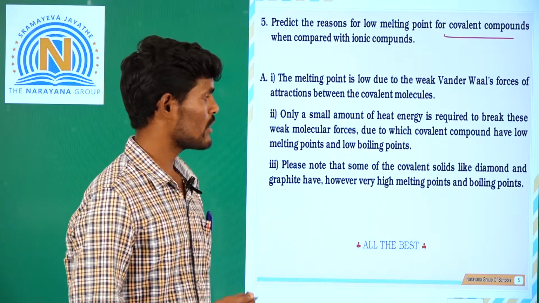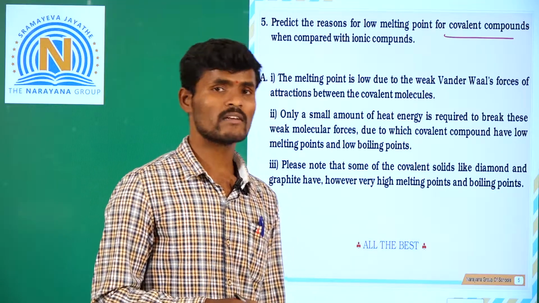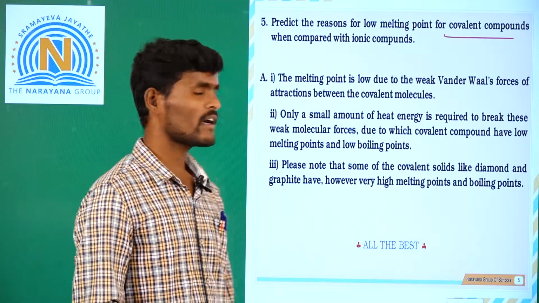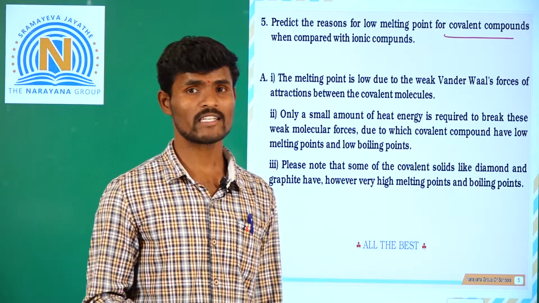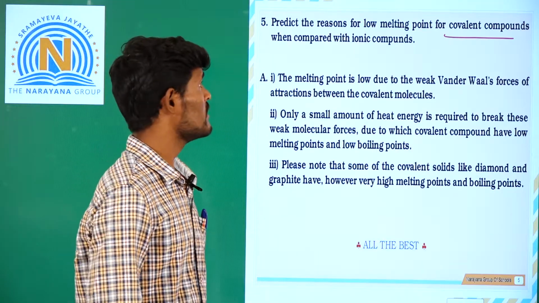And here we must notice one more point, that some of the covalent solids like diamond and graphite, however, have high melting points and boiling points. Okay, so this is the fifth question.